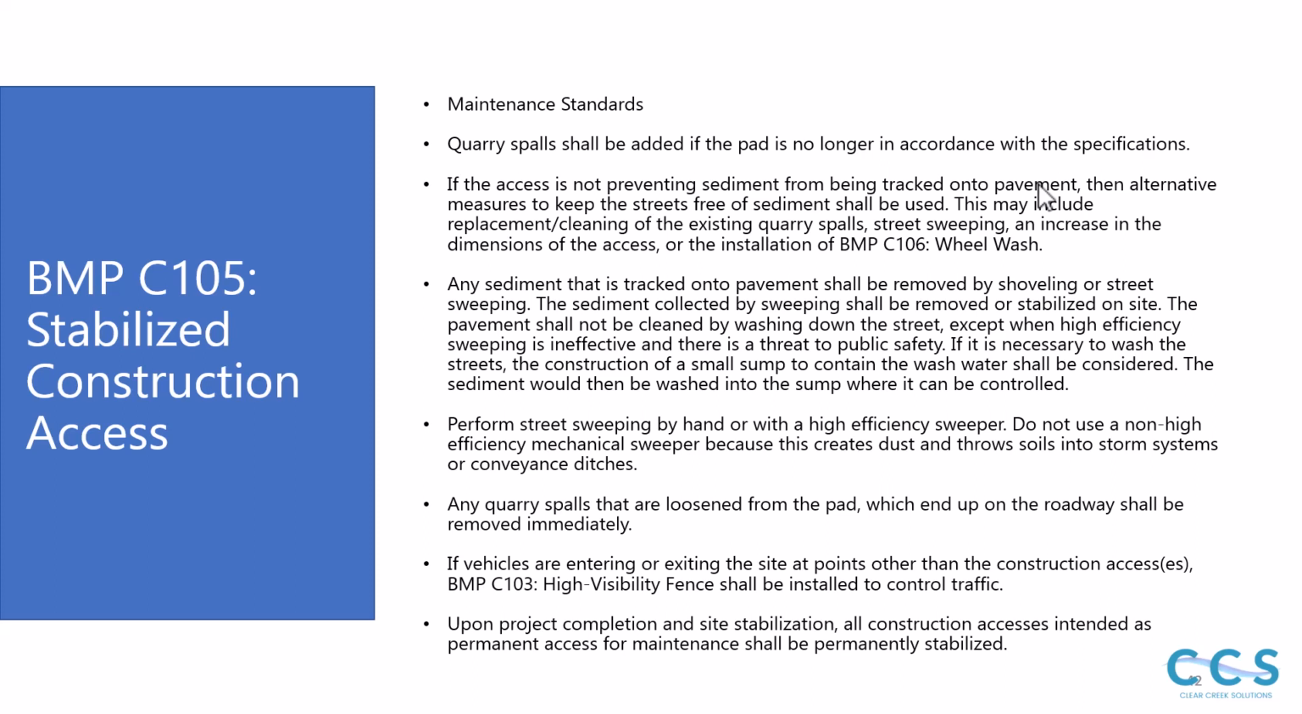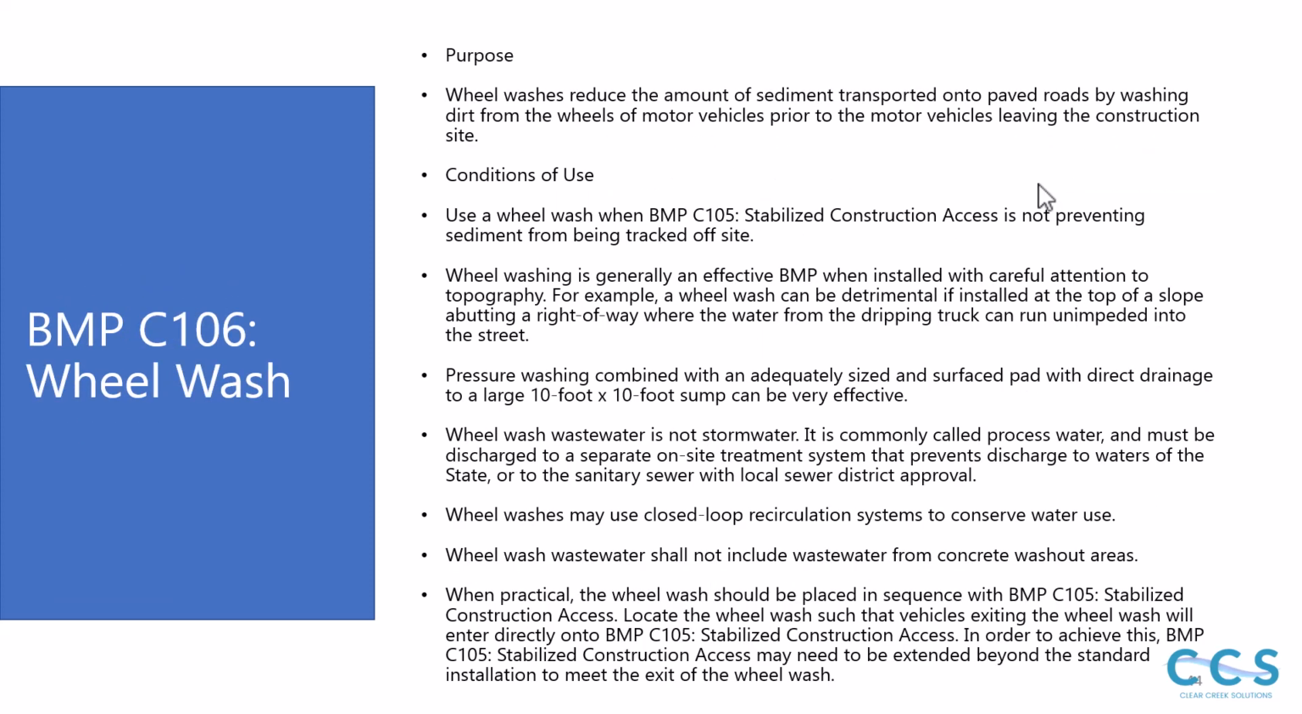If vehicles are entering or exiting the site at any points other than the construction accesses, BMP C103 high visibility fence shall be installed to control that traffic. Upon project completion and site stabilization, all construction accesses intended as permanent access for maintenance shall be permanently stabilized. So those are an overview of C105 and C103.